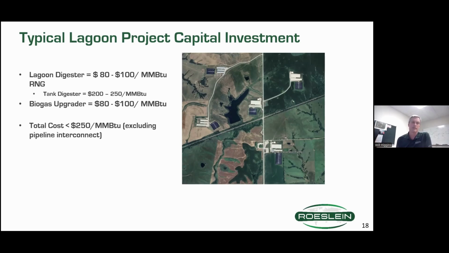And we've seen pipeline interconnects cost anywhere from $500,000 up to $5 million. It really depends on the pipeline you're dealing with, what pressure it's at, and if they've done it before, so if they've interconnected with renewable natural gas before. So it's a very wide range. Sometimes you can actually get the cost of the interconnect included in your OpEx. So there's some ways to defer that CapEx.